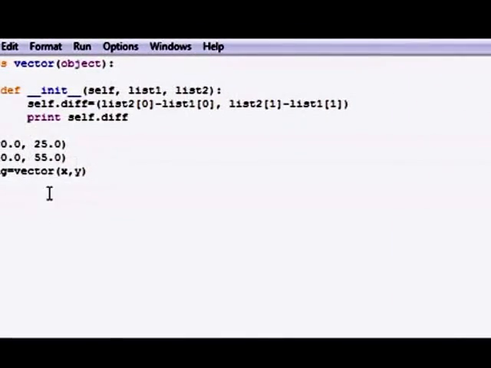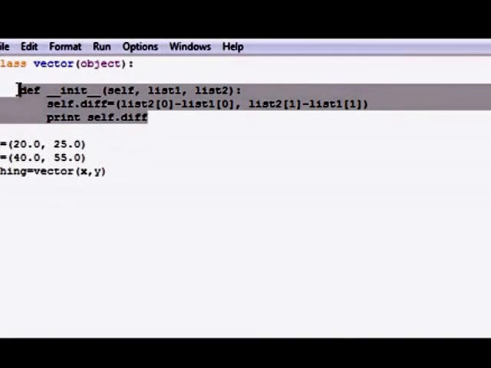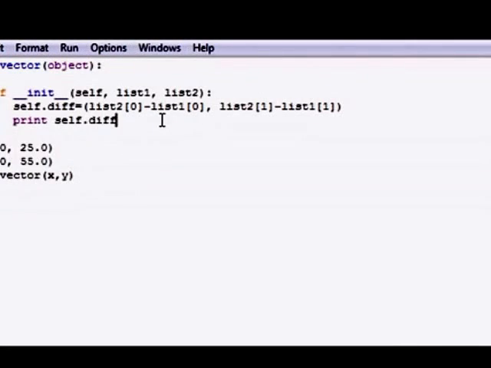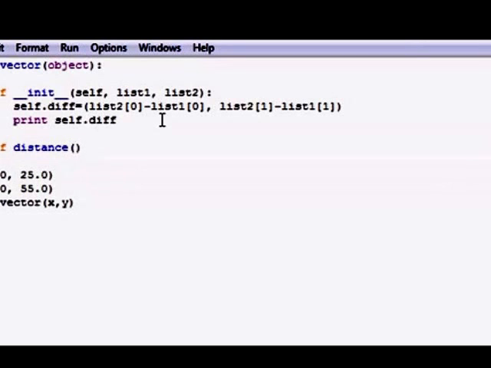So now that we figured out this formula to build the vector, we need a formula to figure out the distance. So let's do that right now. Let's make another function in our vector class, and this time let's name it distance. So def distance, and make it self.